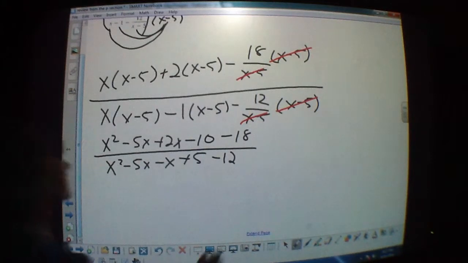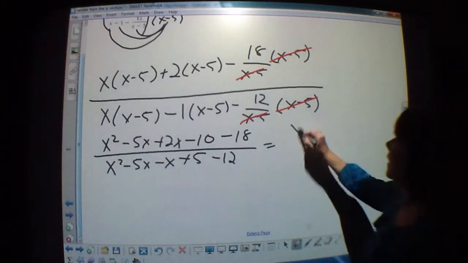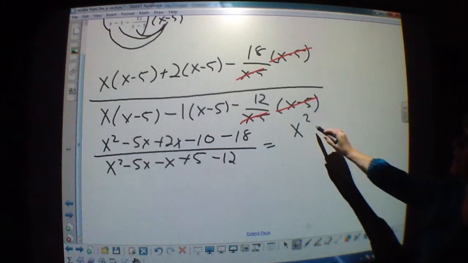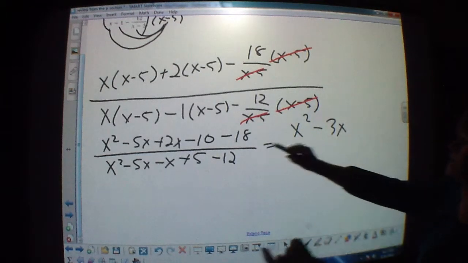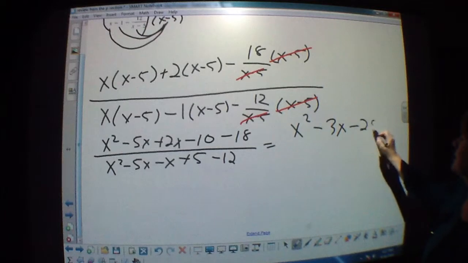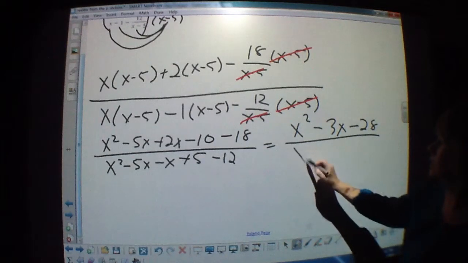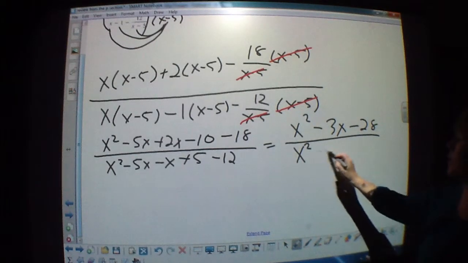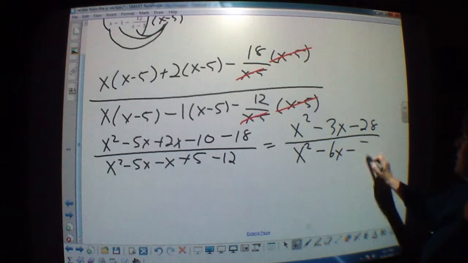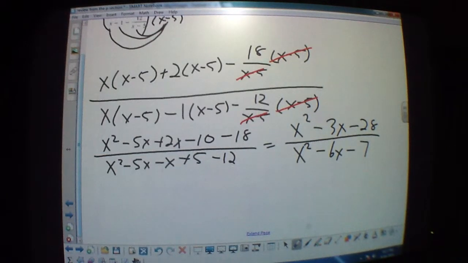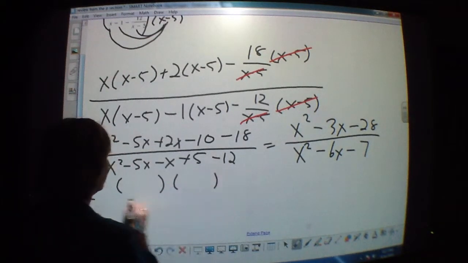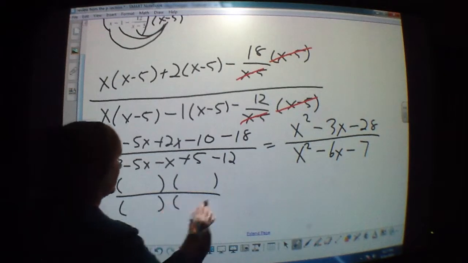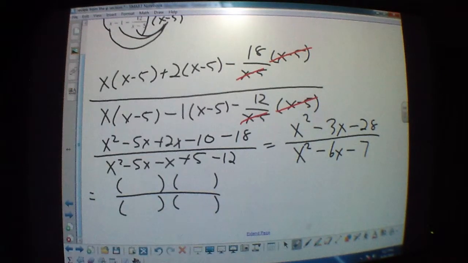So let's reduce that one. x squared minus 5x plus 2x is 3x. Minus 10 minus 18 is minus 28. Denominator, x squared minus 6x minus 7. See if we can factor it. Let's see if we can factor the numerator. Let's see if we can factor the denominator.